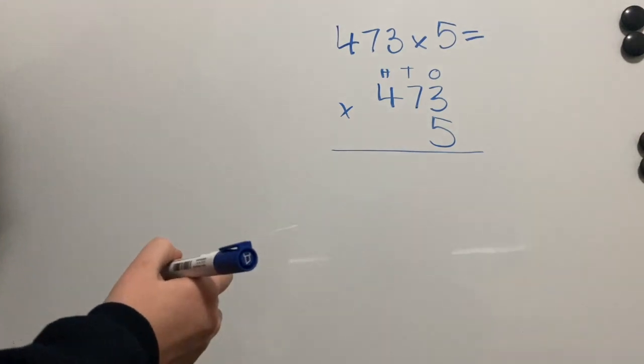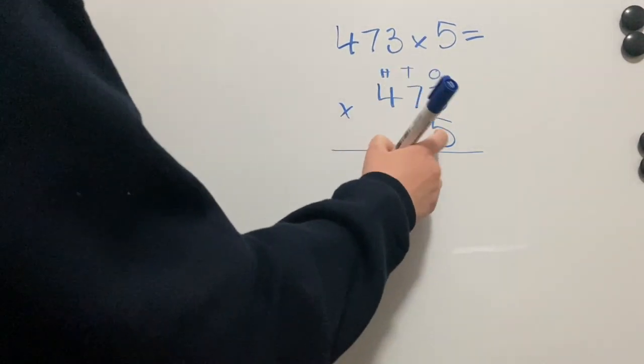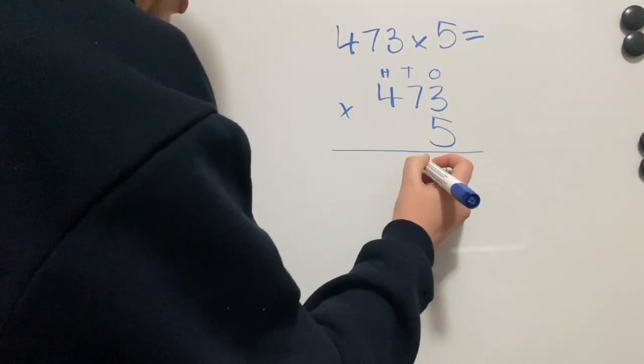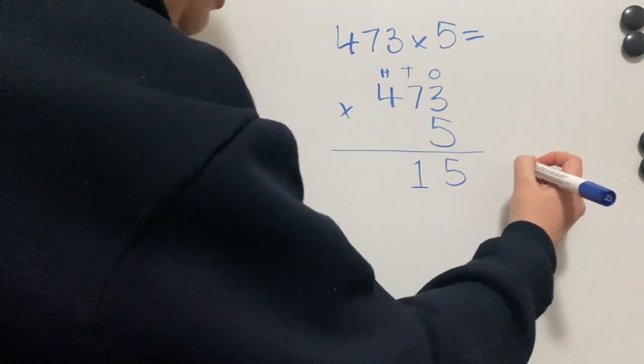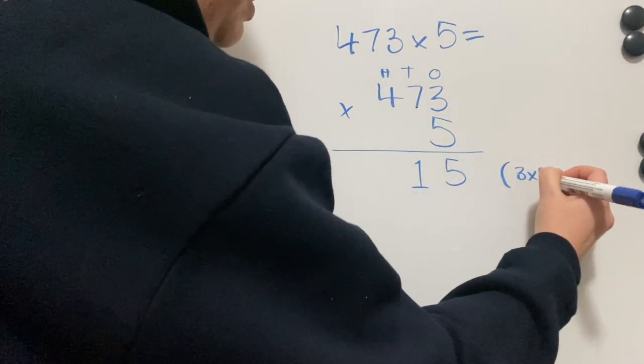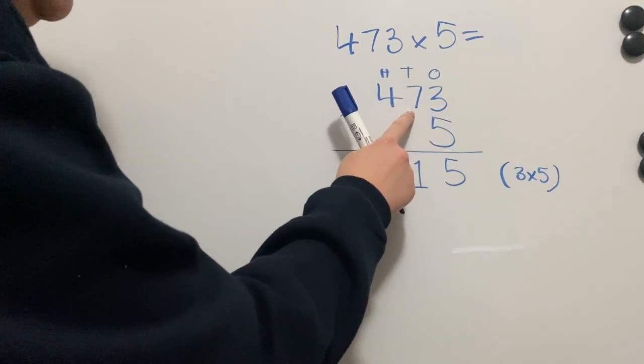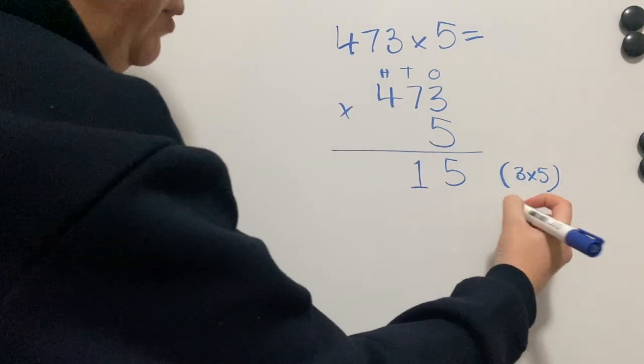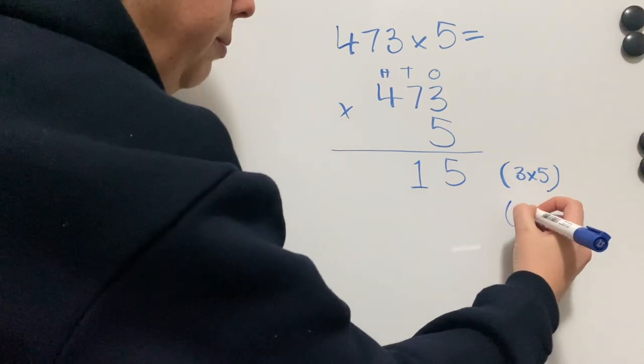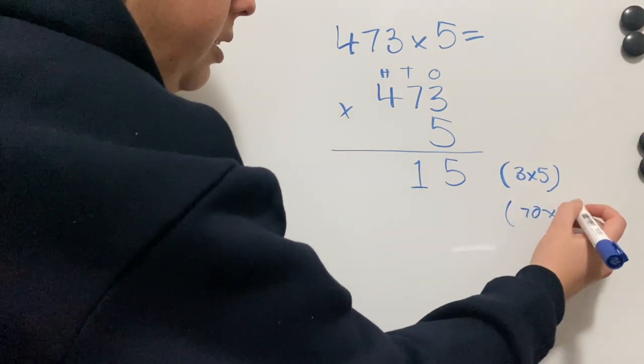And I start by multiplying the ones. 3 times 5 is 15. And I'm doing the expanded method first. 5 times 70 is my next one. 70 times 5.